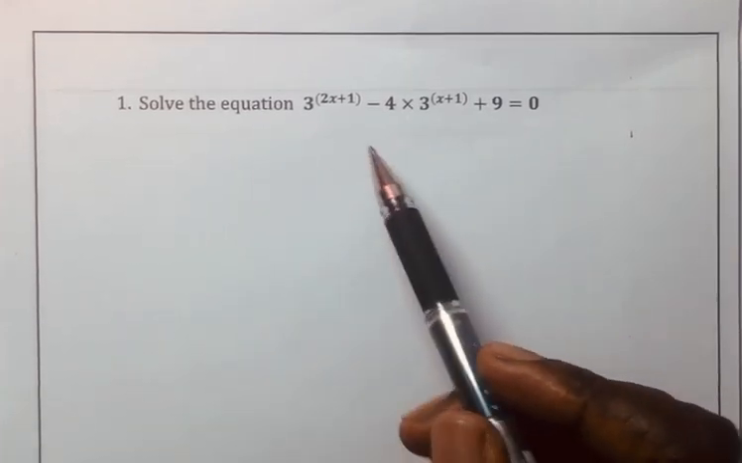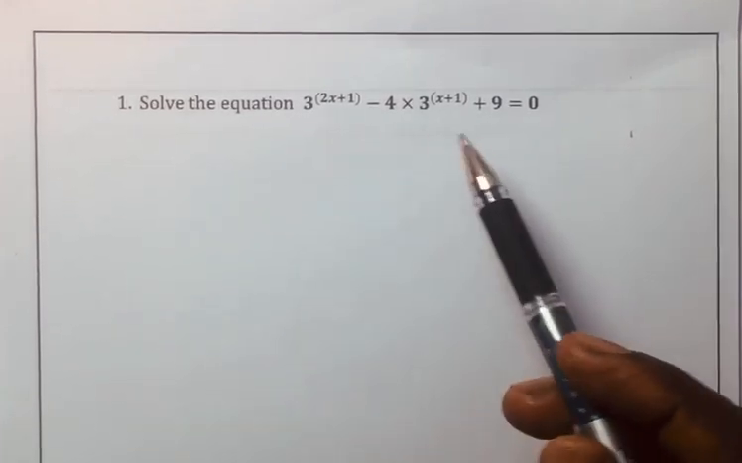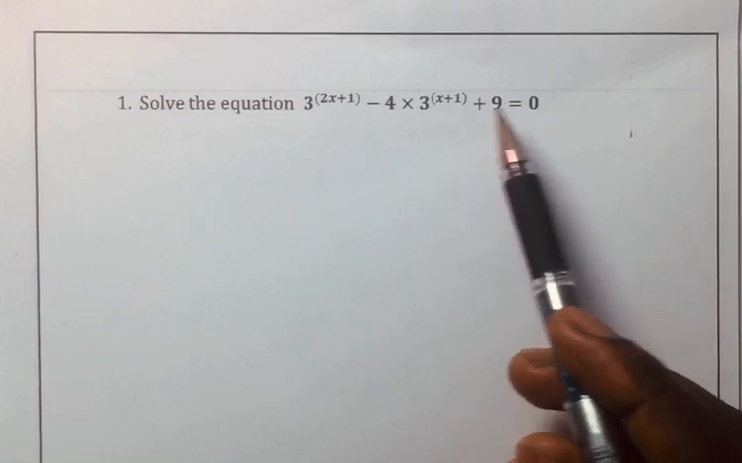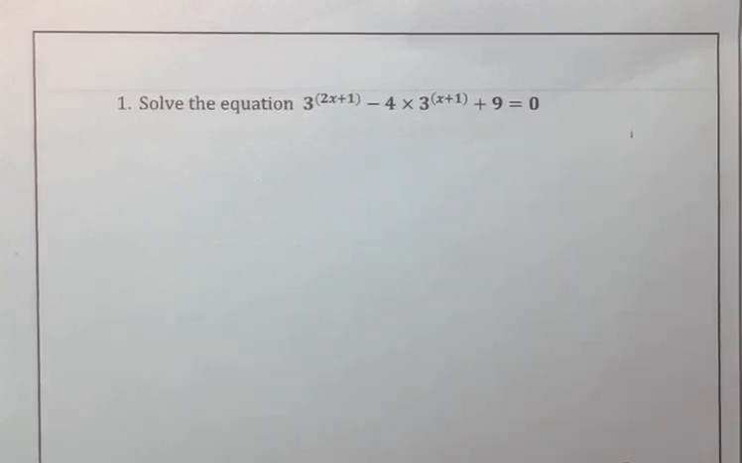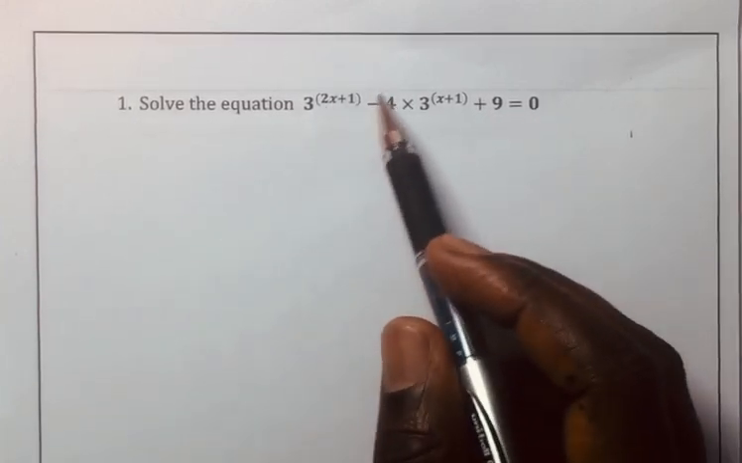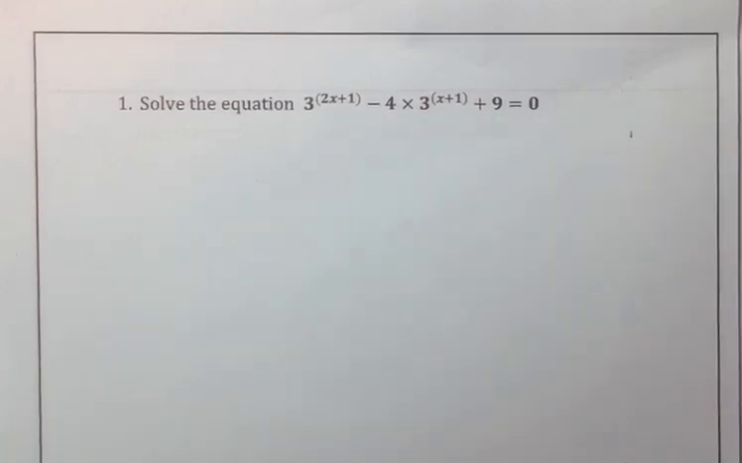Solve the equation 3 raised to the power 2x plus 1, minus 4 times 3 raised to the power x plus 1, plus 9 is equal to 0. So we are going to manipulate these expressions using the laws of indices.